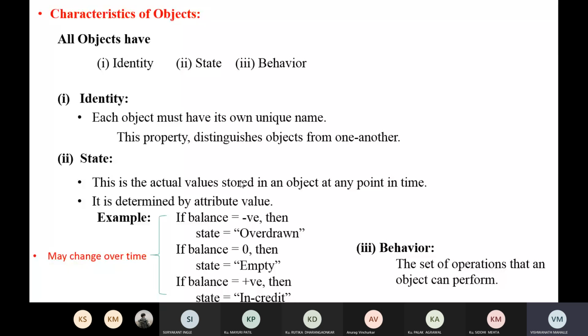So one object will send that withdraw message or withdraw operation to another object. So the other object will respond to that withdraw operation, and it will reduce the 150 amount from that account. So here the objects interact with each other by sending messages or operations. Behavior is nothing but the set of operations that an object can perform. So these are the three characteristics of objects: objects have identity, objects have state, and objects also have behavior.